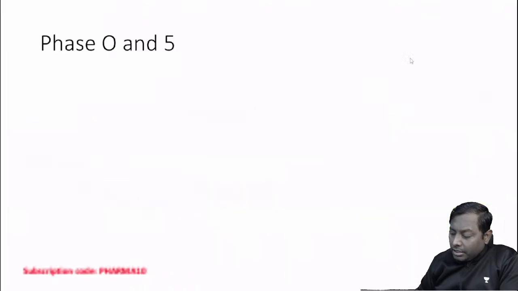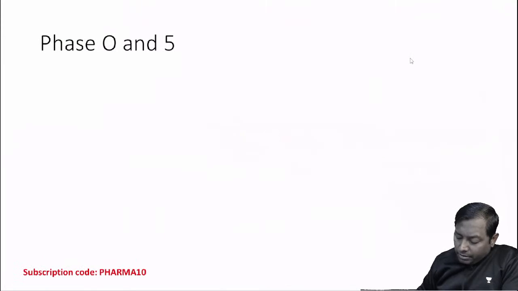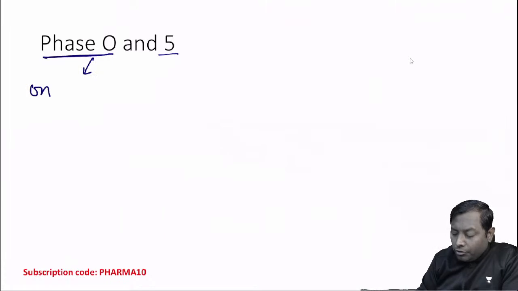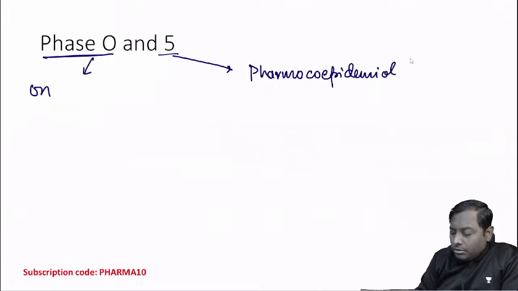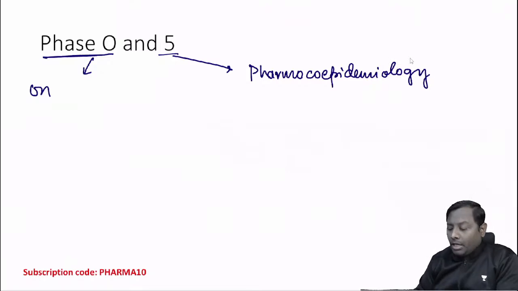Now another question that can be asked from all of you will be the sample in phase 0 or phase 5. Can you quickly tell me who is the sample population in phase 0? Is it animal or human? It is usually done on animal or humans. This is known as pharmacoepidemiology. And this phase 4, can you tell me it is done on animals or humans?